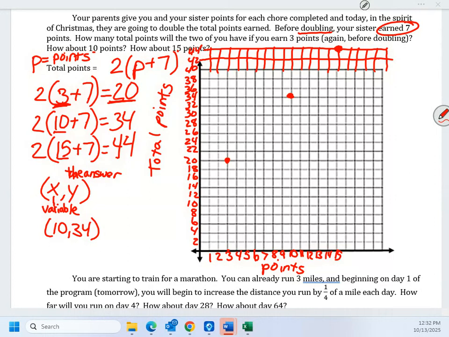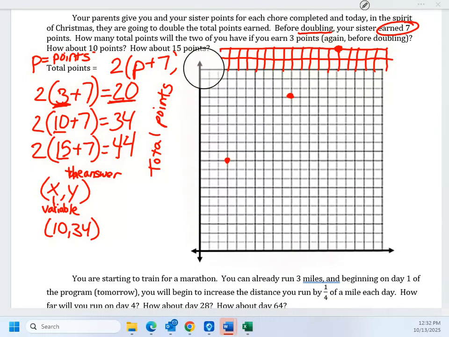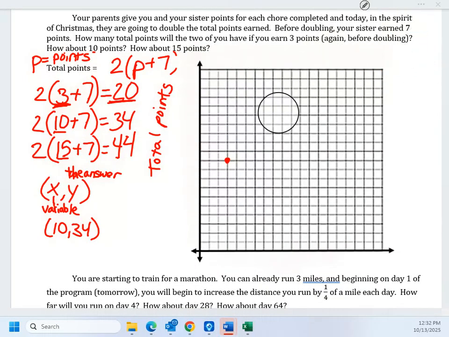So then you're going to graph those ordered pairs. The ordered pairs are the variable and the answer. I'm going to erase this so I can scroll up.